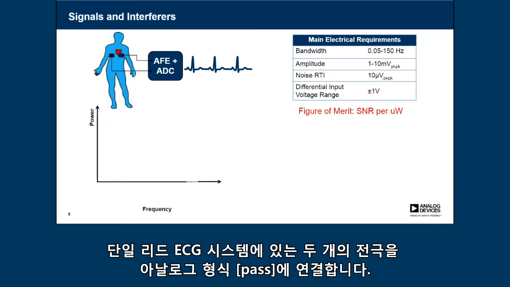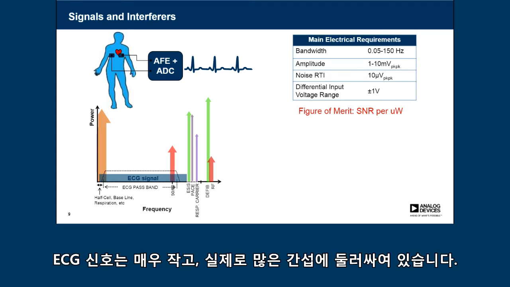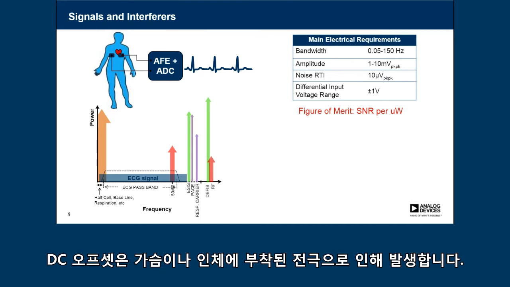So when you have two electrodes in a single lead ECG system, you have those electrodes connected to an analog front end. And if you look at the signals that you're looking at, the ECG signals, they are very tiny. And those are surrounded by a lot of interference. So first of all, on the plot you see at the left side a big interferer, which is actually the DC offset. And the DC offset is caused by the electrodes which are attached to the chest or to the human body.